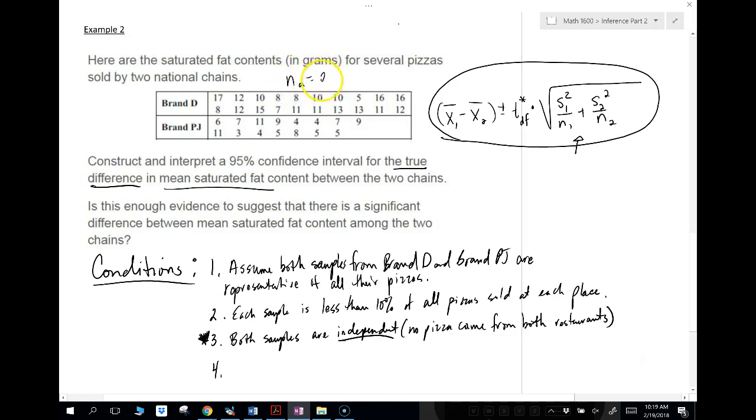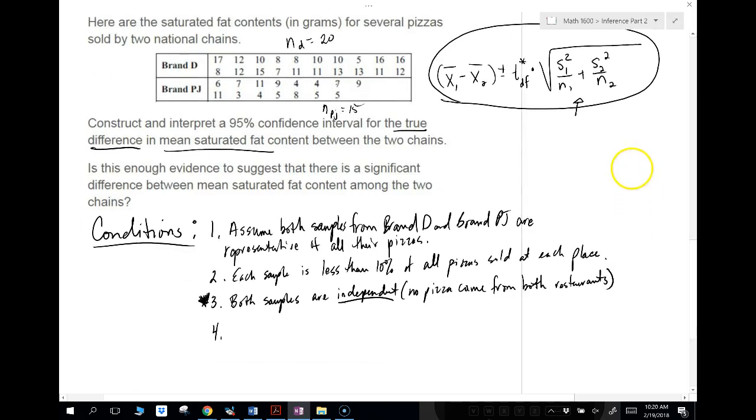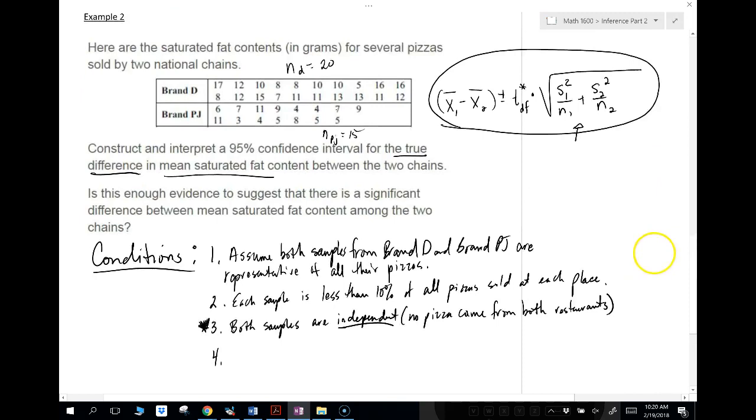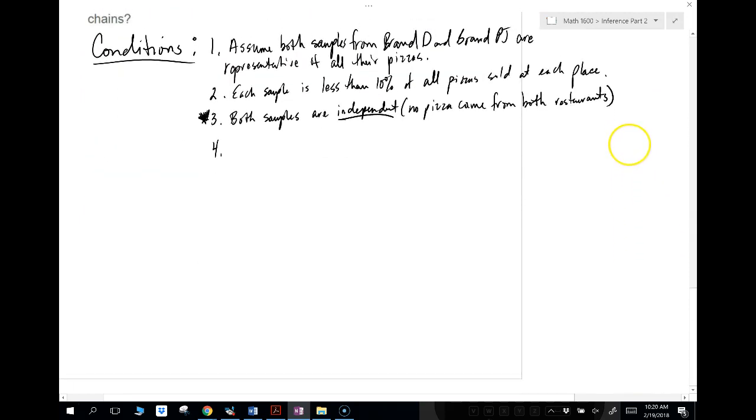nD is equal to 20, and nPJ is equal to 15, right? So since they're both less than 30, we're going to need to actually draw either a histogram or some sort of plot that's going to show us that they're unimodal and symmetric. So I'm going to do a back-to-back stem and leaf. It seems appropriate in this case. So let me draw this back-to-back stem and leaf.